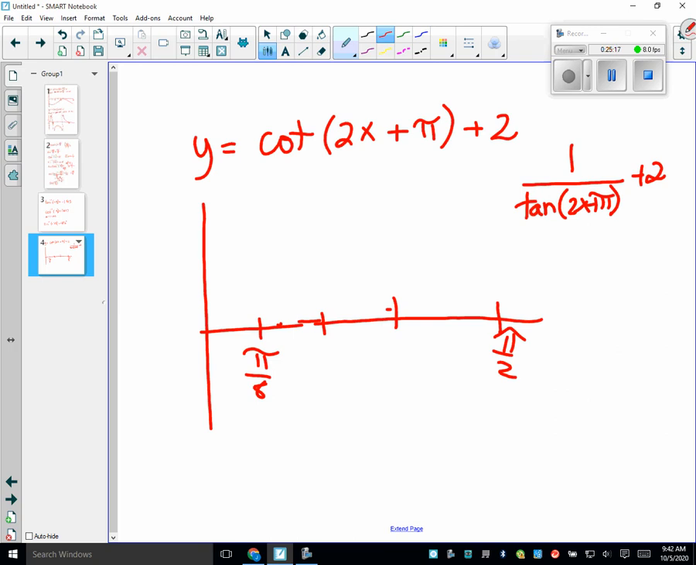Where is an asymptote? The beginning and the end? Yes. 0 and pi over 2. So here's an asymptote. Here's an asymptote. No asymptotes, no grade. Give me a point. Pi over 8 is 3. Positive 3? Yeah.